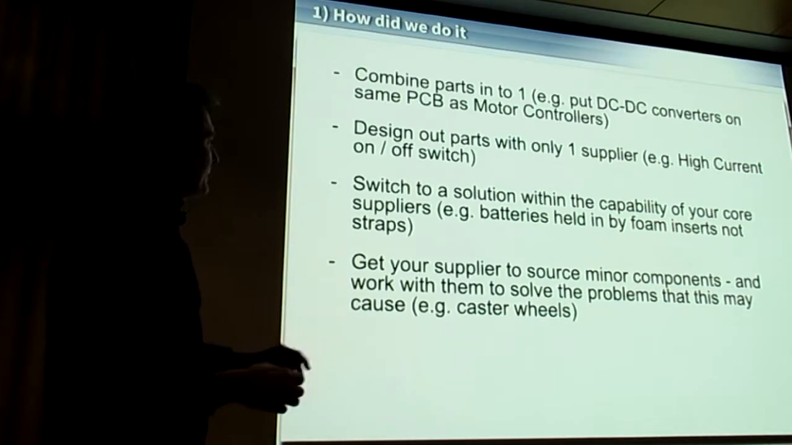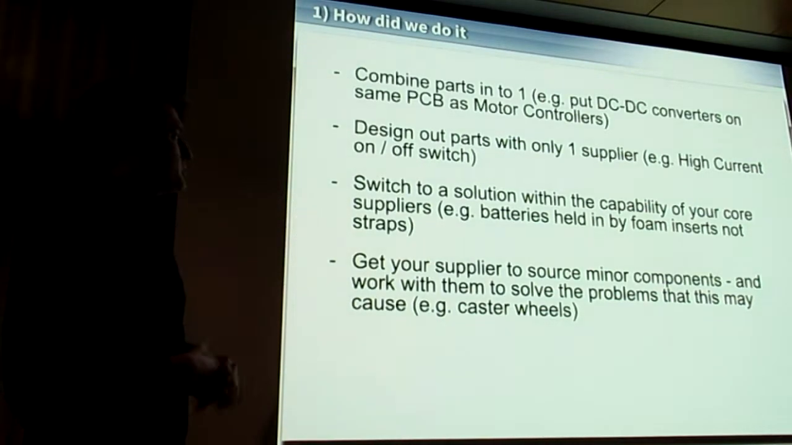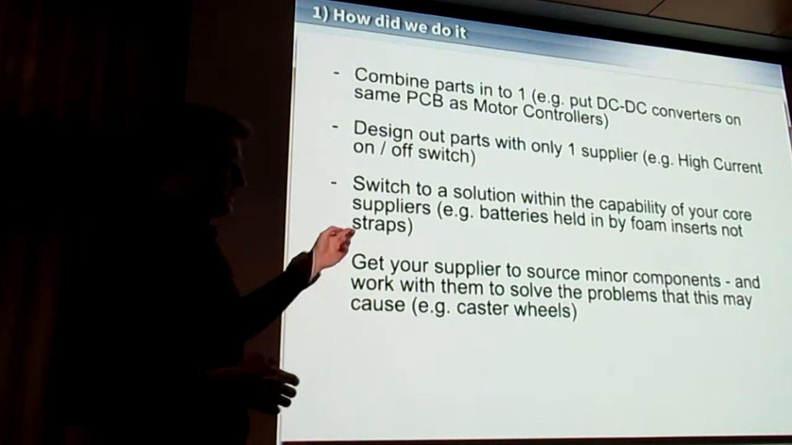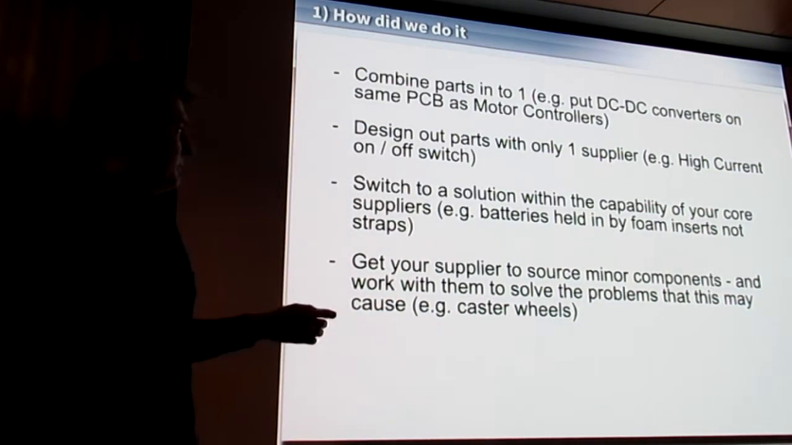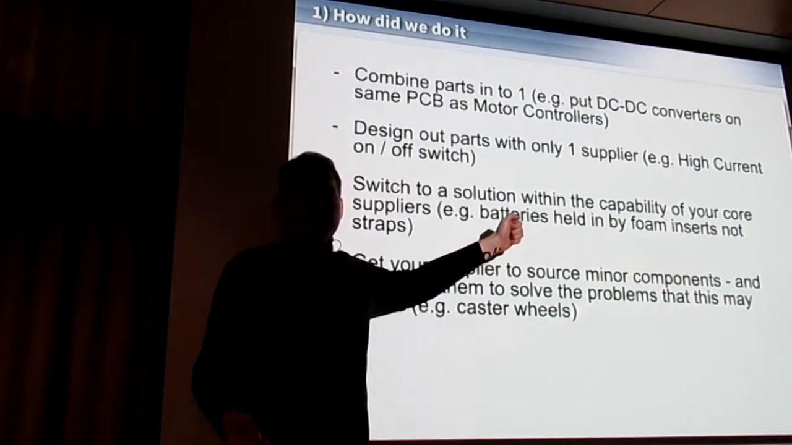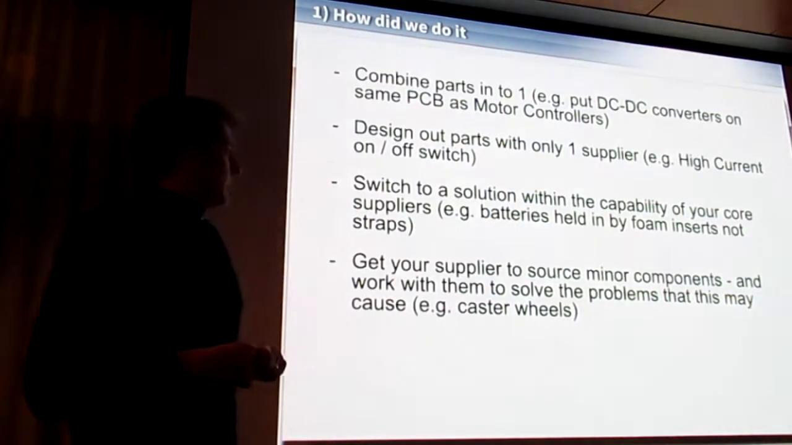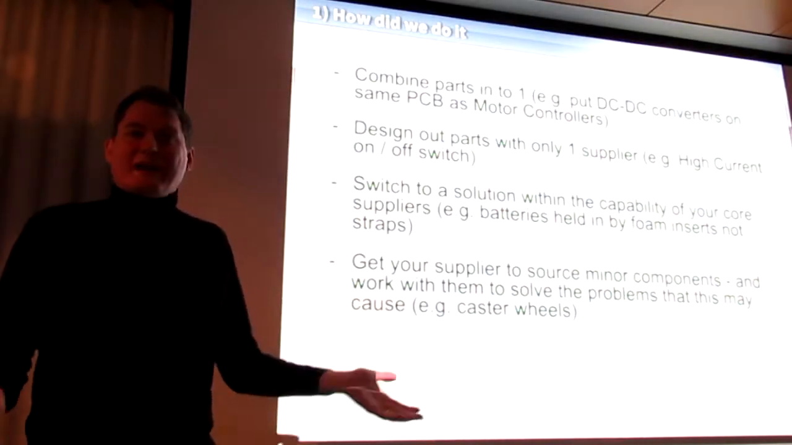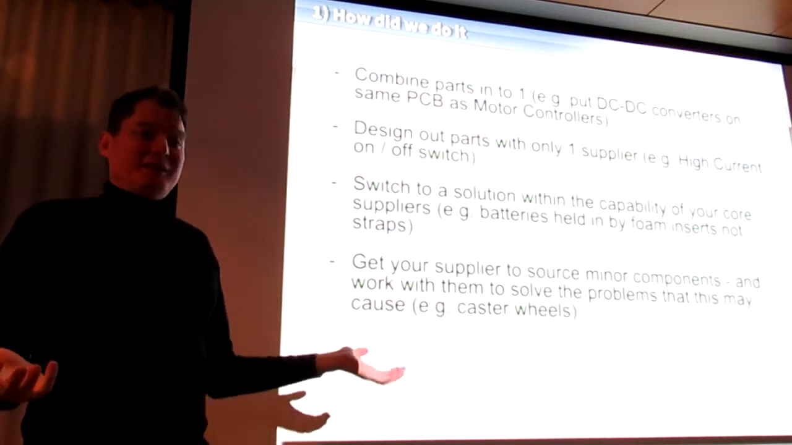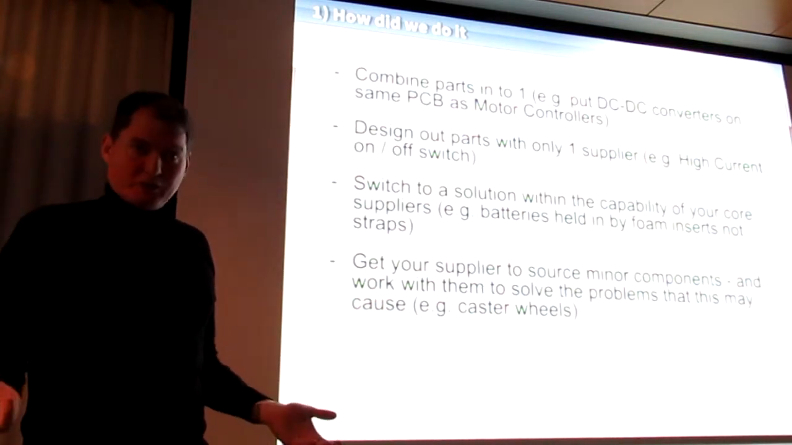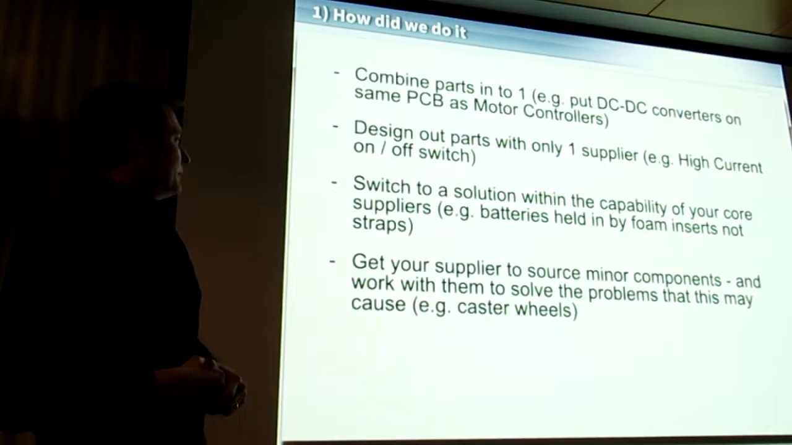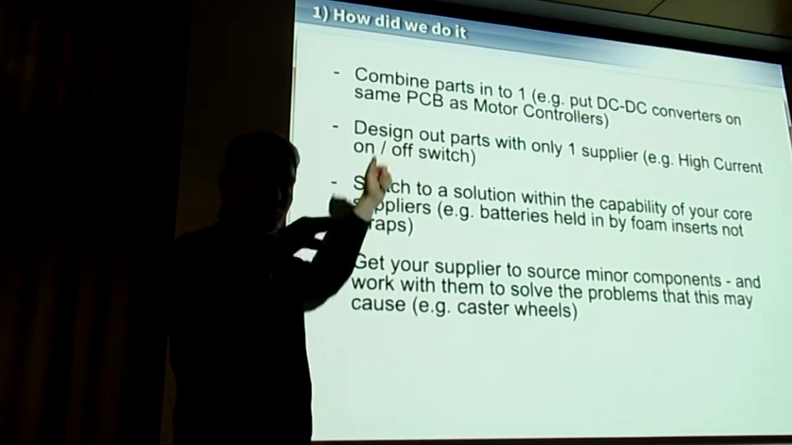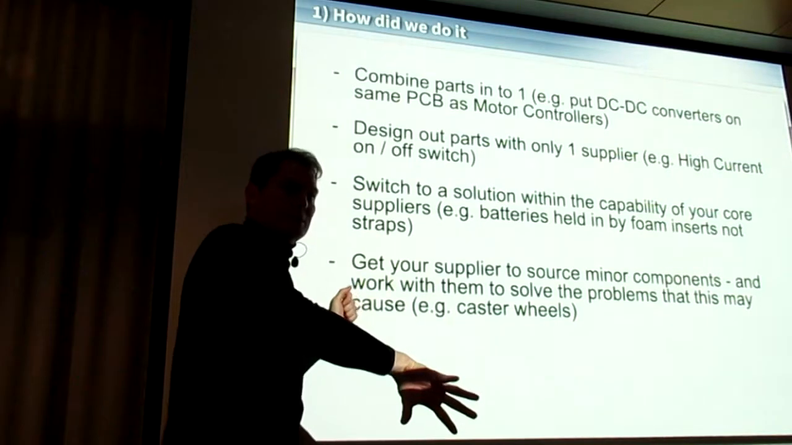Completely designed that out. Choose solutions within the capability of your core supplier. For example, you see on this robot, we have batteries that are held in by foam inserts rather than straps. Why? Because we had to have foam anyway for our packaging. Our supplier could do foam, they couldn't make straps, they had to have another supplier for straps. So we designed them out. We changed the design so that we could fit into the supply chain that was available.